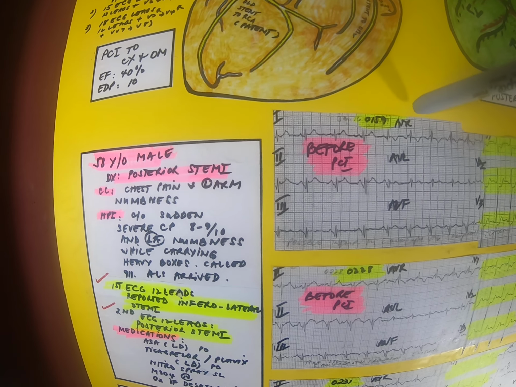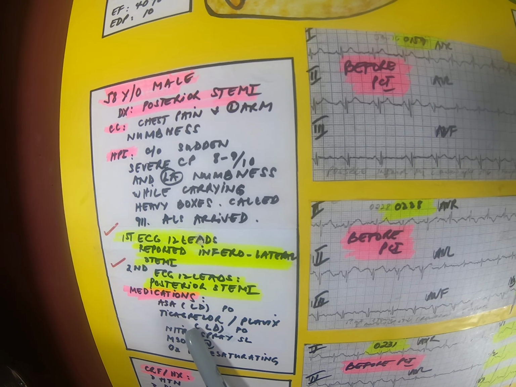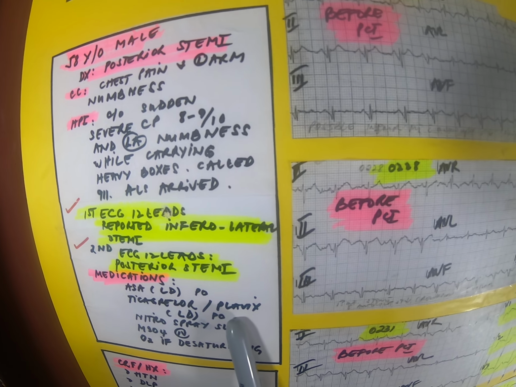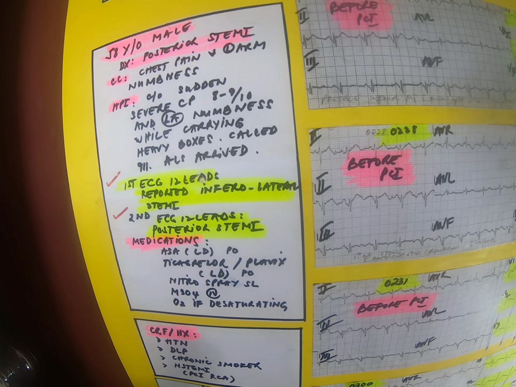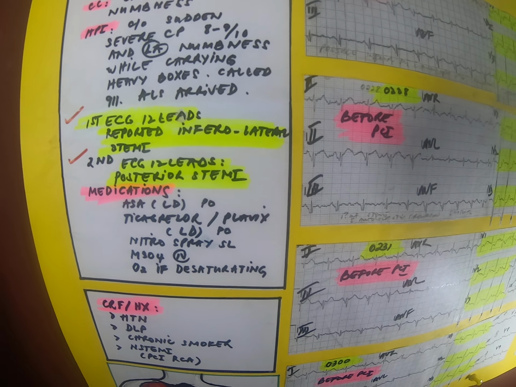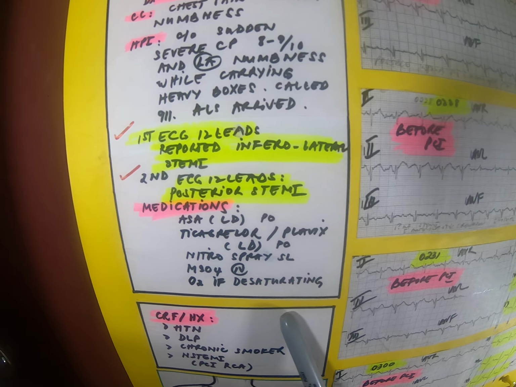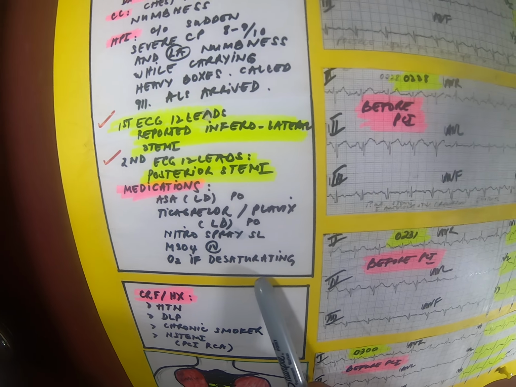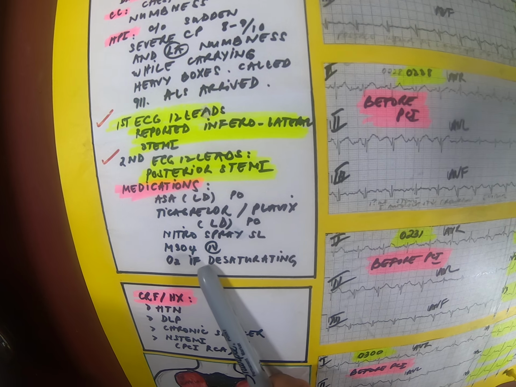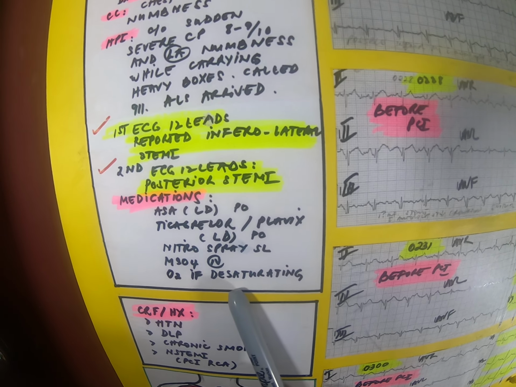Okay, so what they did, they gave the patient loading doses of aspirin and ticagrelor or Plavix. They are both antiplatelet medications. And then they also dealt with the pain using nitro spray for the chest pain and morphine sulfate IV. And if the patient desaturates, they can give oxygen, or even if your saturation is good, if the patient is in respiratory distress, you still have no choice but to give oxygen to the patient.